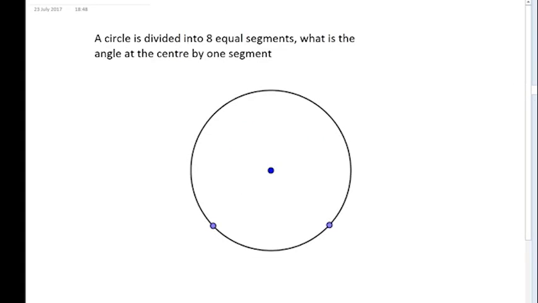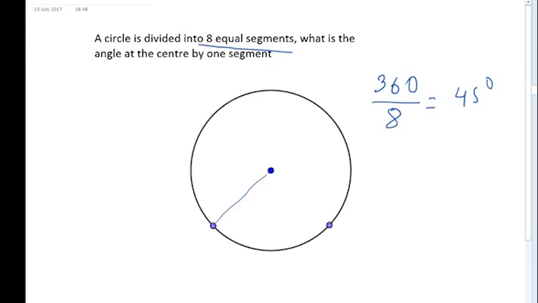So this is the same question. A circle is divided into 8 equal parts, and we have to find the angle at the center. If you are dividing into 8, the angle at the center will be 360 by 8, which is equal to 45 degrees.